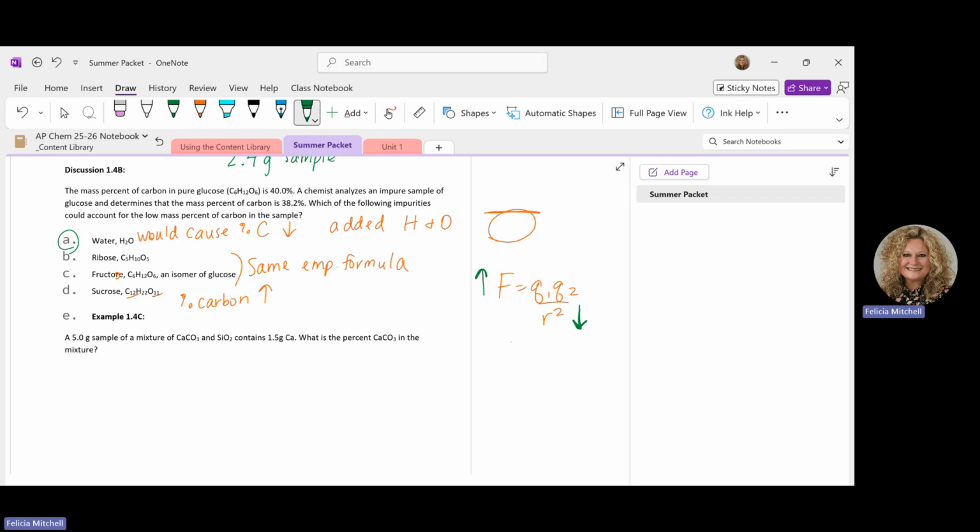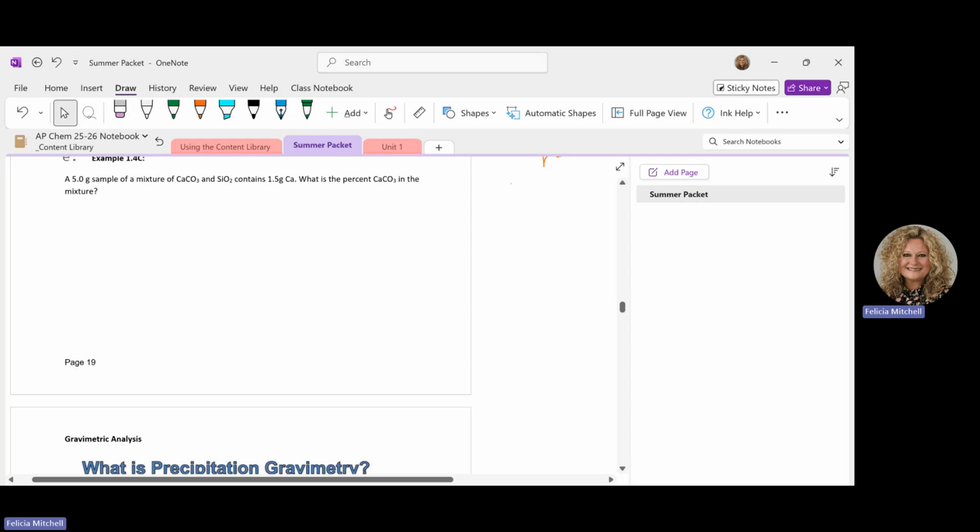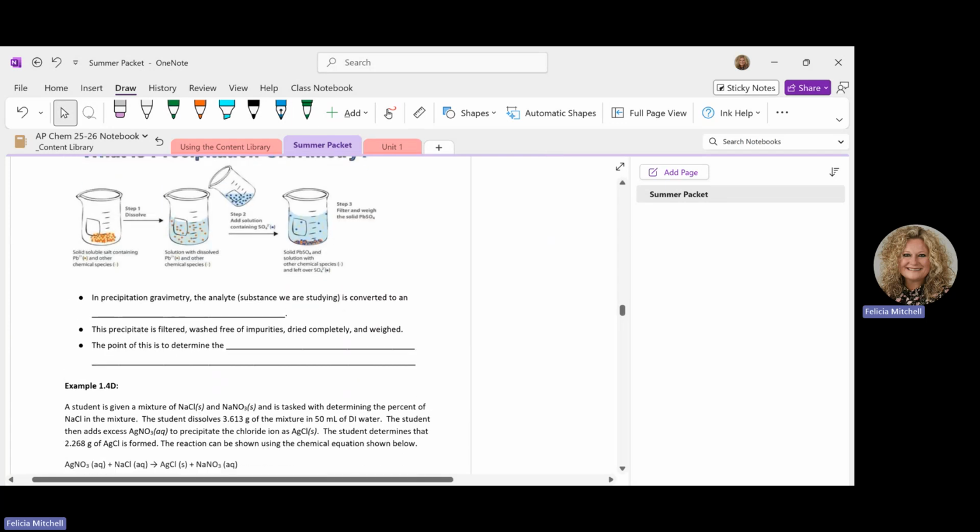We're going to do a lot of things this year, where sometimes you can plug in fake numbers to try to manipulate the numbers, but you also have to have some conceptual thoughts for numbers. Okay, I want you to do 1.4c by yourself. I'm going to give you the answer. The answer should be 75%. You're going to do that one by yourself.